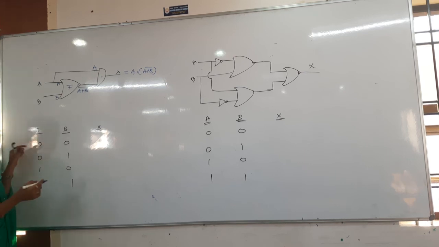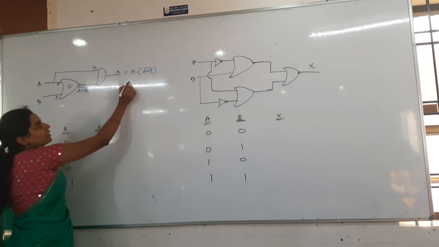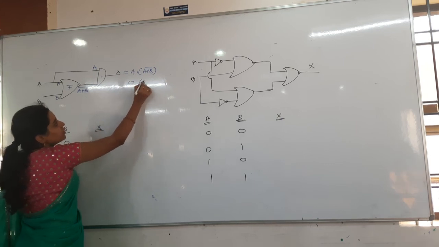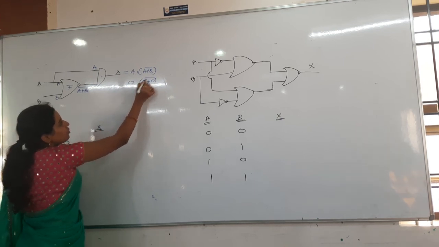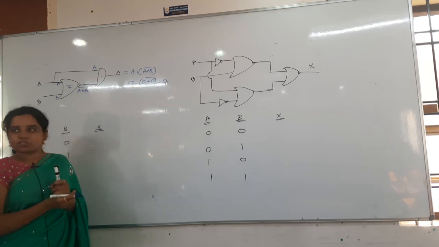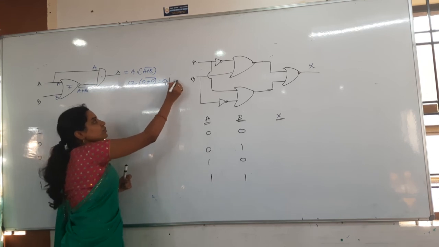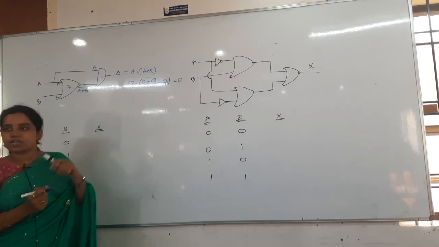Check that. First case is what here? 0 and then 0. Put 0 in the place of A, B also 0, whole bar. So 0 into (0 plus 0) is how much? 0. 0 bar is how much? 1. So 0 into 1 is how much? 0. Listen here, listen all of you.